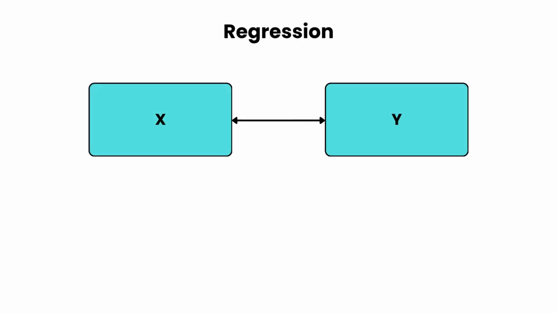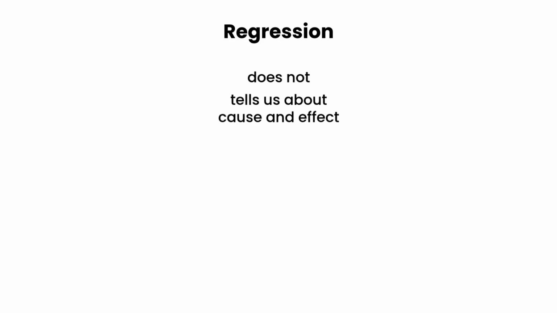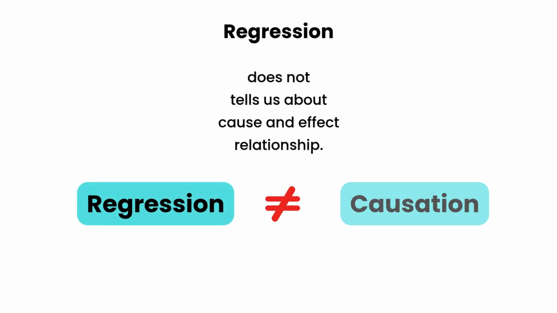Regression is used to quantify or model the relation that we have identified using correlation. Regression is used to determine how one variable influences another and to predict one variable using another. It does not tell us about cause and effect relationship. That means, regression is not causation.